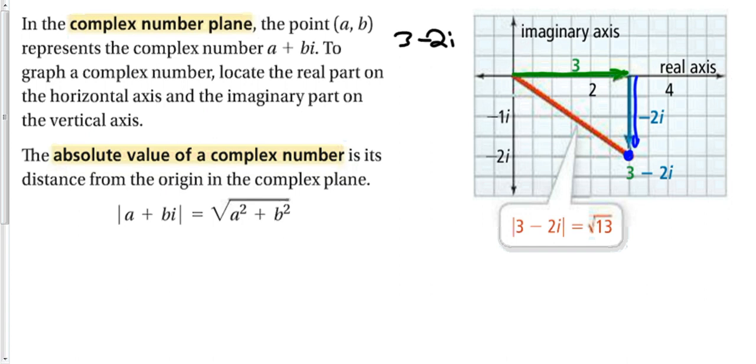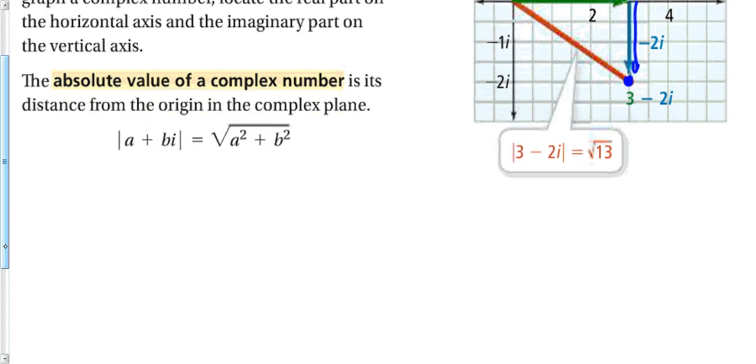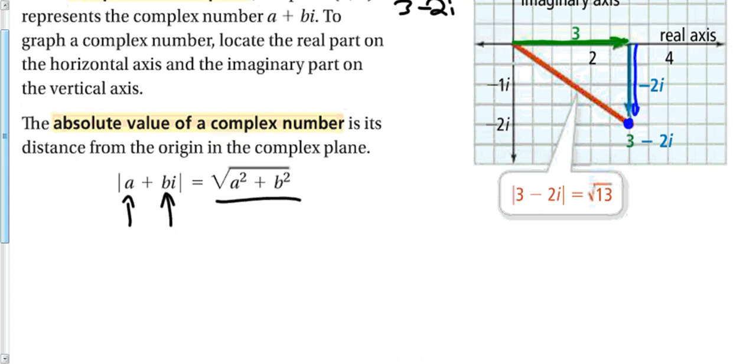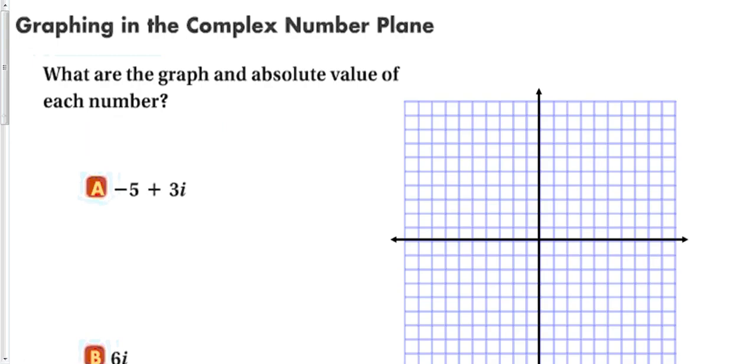So in order to do that, I just use the distance formula, which is going to be the square root of a squared plus b squared, because those are both distances. Distance from 0 is 3. Distance away from the line is 2. It's 2i, but it's 2 spaces. Okay? And then we just add them together and take the square root to find the distance. Okay?